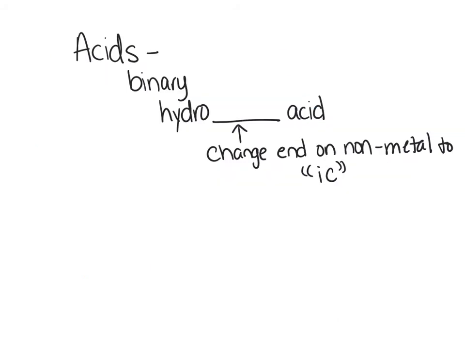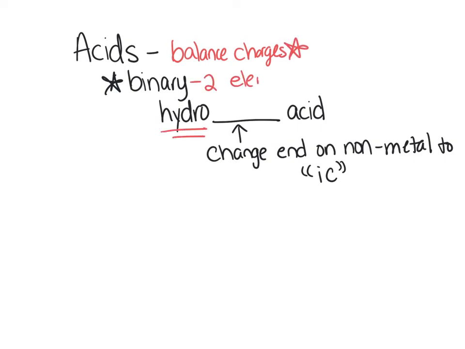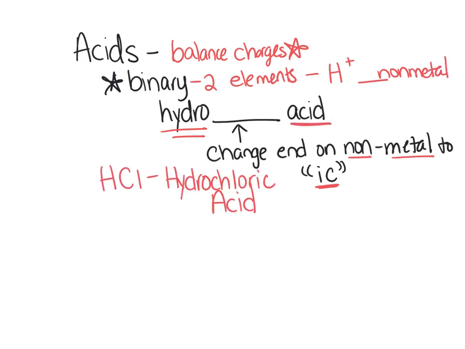When we are naming and writing formulas for acids, we still need to make sure that the charges balance out. If I have an acid that is binary, which means that it only has 2 elements, the name will begin with the word hydro, and then we will change the ending on the nonmetal to -ic, and we'll put in the word acid. An example of this is hydrochloric acid.